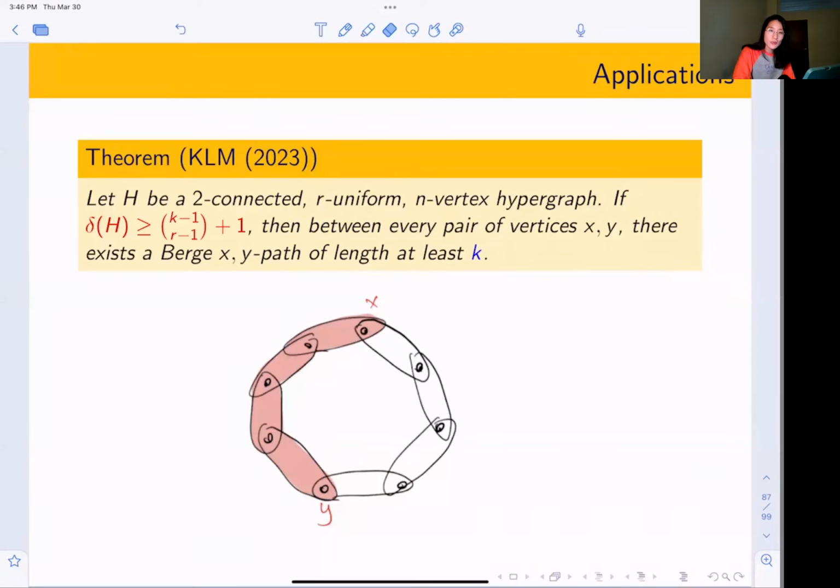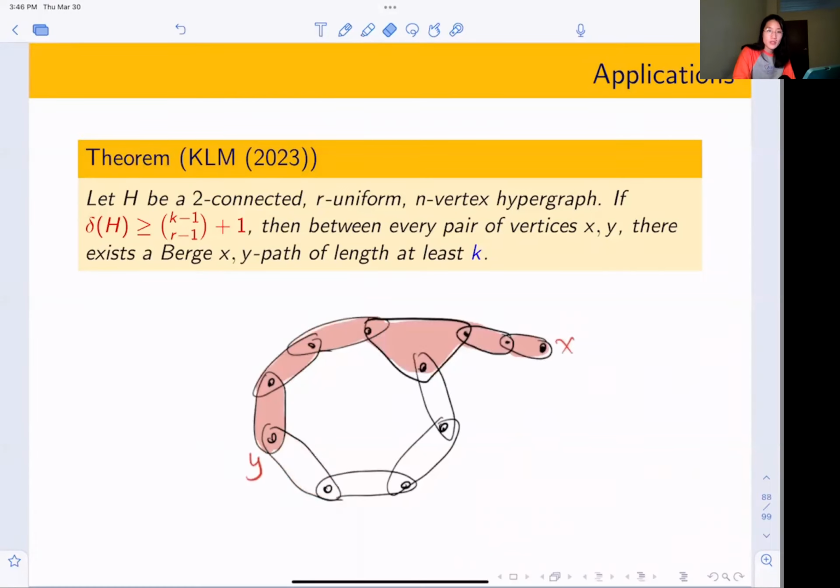So the next case is when one of the vertices is outside, one is inside the cycle. But then here we can just use the property of two connectedness or even connectedness, find some path or partial path from this vertex x into the cycle, and then extend it to y, taking a longer segment. And then similar if they're both outside. Okay, so pretty naturally we get this result for codiameter as well.